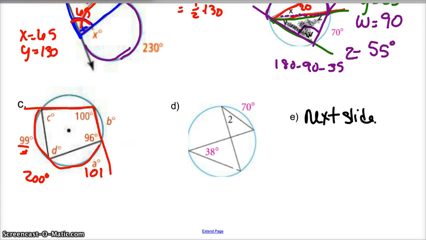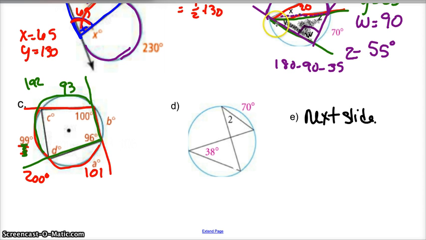I'm going to do the same thing now for this 96. I'm going to extend out the angle that is 96 degrees and recognize that its whole arc is 96 times 2, which is 192. But part of this arc is made up of the 99 as well. So when I subtract that 99, I end up with this top part of the arc being 93.